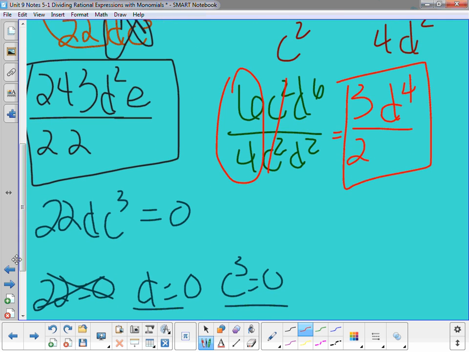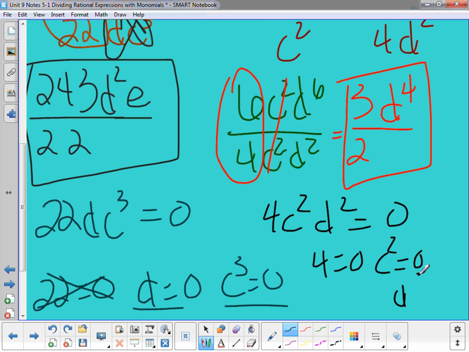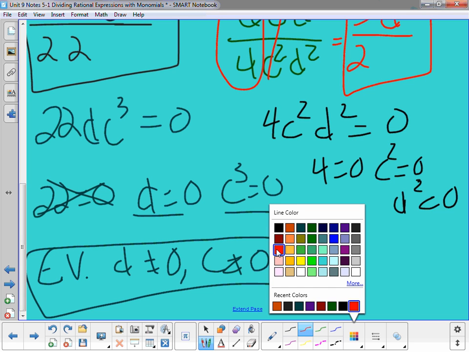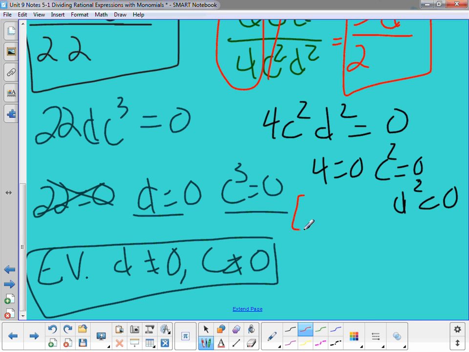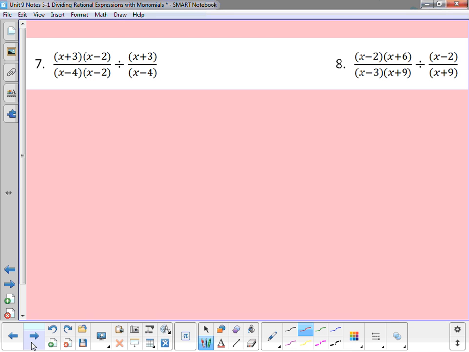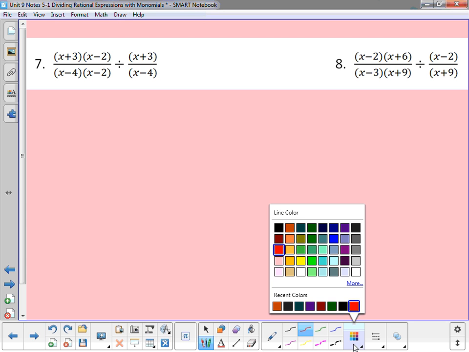Now let's take a look at the excluded values. So we have 4c squared d squared is equal to 0. So now we want to take each of those parts and set them equal to 0. The 4 is never going to equal 0, so the only way that's going to happen is if c is equal to 0 or d is equal to 0. So that's your other final answer. Remember, for all of these, you want to state an excluded value and you want to give me a simplified fraction. Let's take a look at number 7.